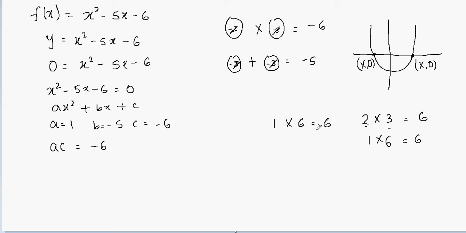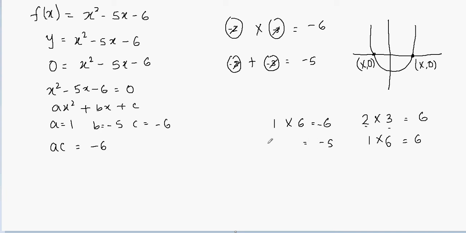When do I get the product of two numbers as a negative number? I get the product of two numbers as negative when one of the factors is negative. That means either 1 has to be negative or 6 has to be negative. So let's figure out which one is negative out of these two. And then I have negative 5 here.